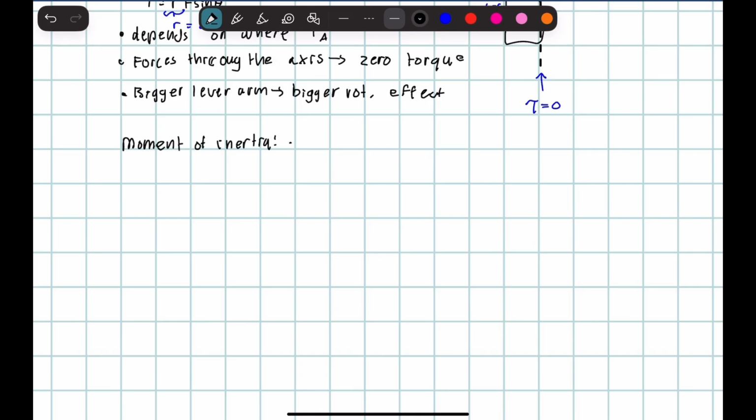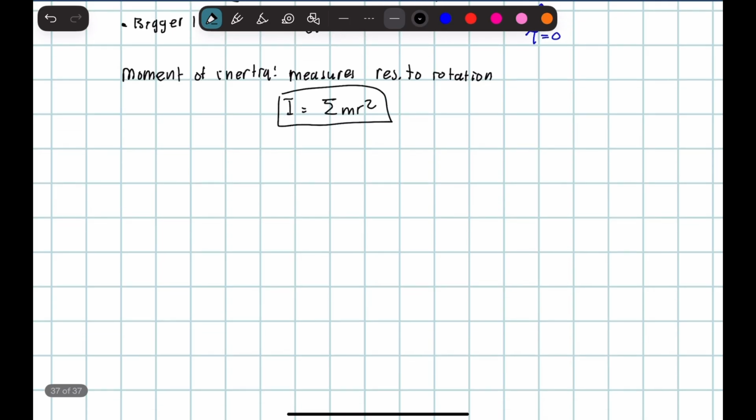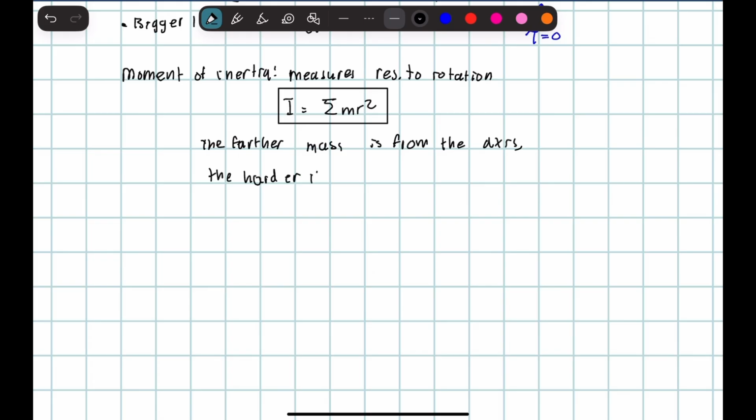So now let's talk a little bit about moment of inertia, right? Moment of inertia is a measurement. It basically measures the resistance to rotation, right? So I is equal to the summation of m r squared. So basically, what does this mean? The farther the mass is from the axis, the harder it is to rotate. Yeah, we know this, right?